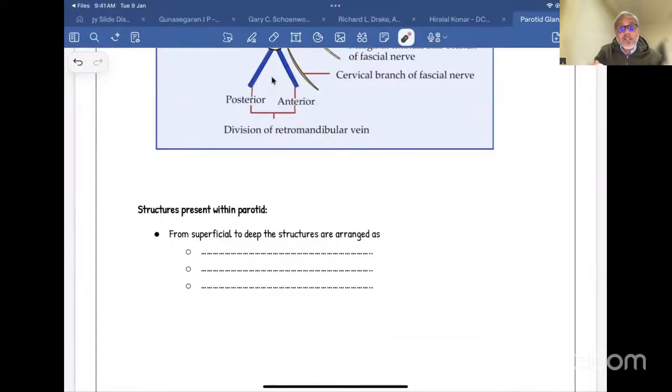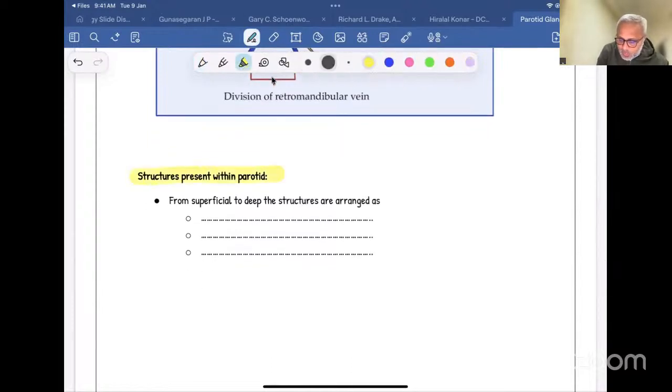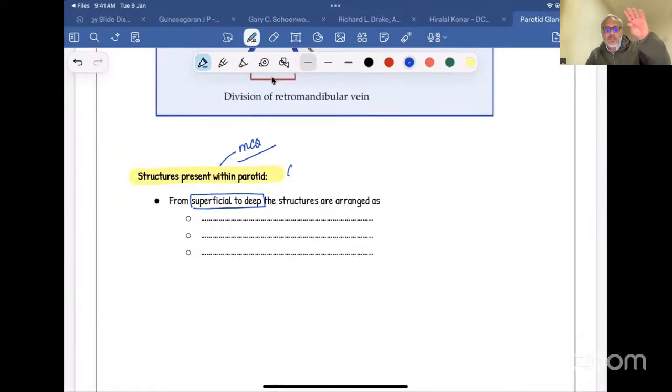Then within this long essay, you often get a subdivision with respect to what are the structures present within the parotid. Now remember, this can also come as an MCQ for you. You need to remember how these structures are present from superficial to deep. In your MCQ, they will ask you to arrange from superficial to deep. How do we do it?